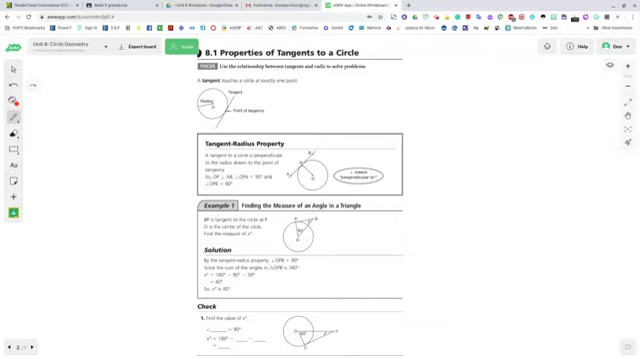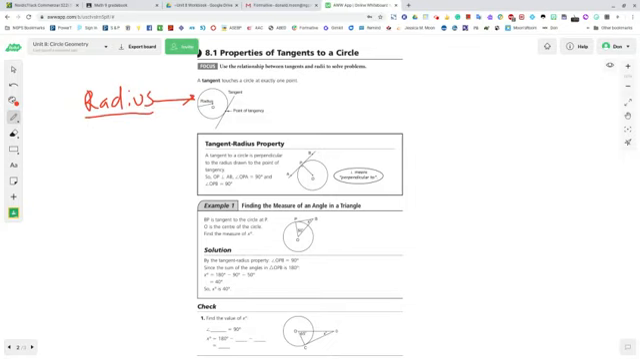Welcome back, everyone. We're going to be looking at properties of tangents to a circle, and there are a few important key vocabulary things that I'm just going to review first off. The first thing I want to review with you is the term radius. A radius is from anywhere on the circle to the center of the circle.